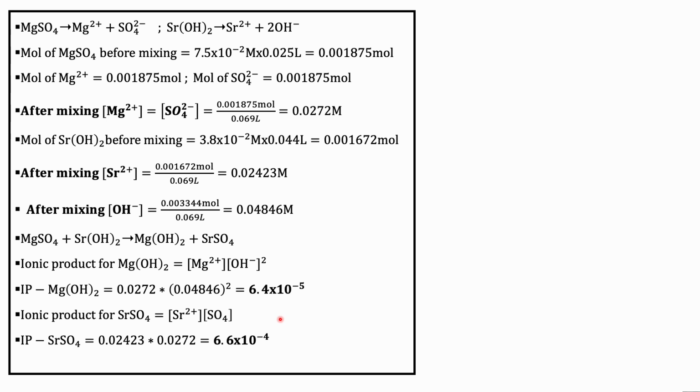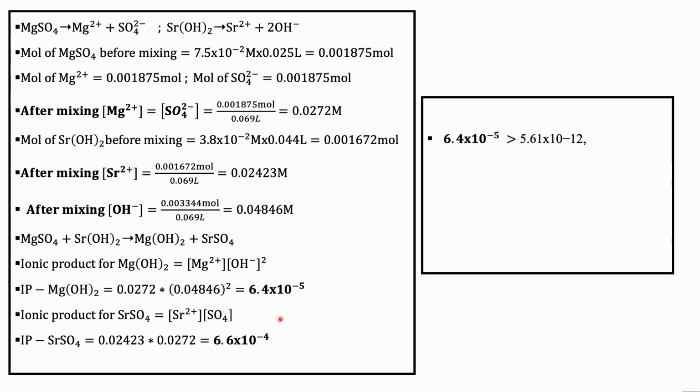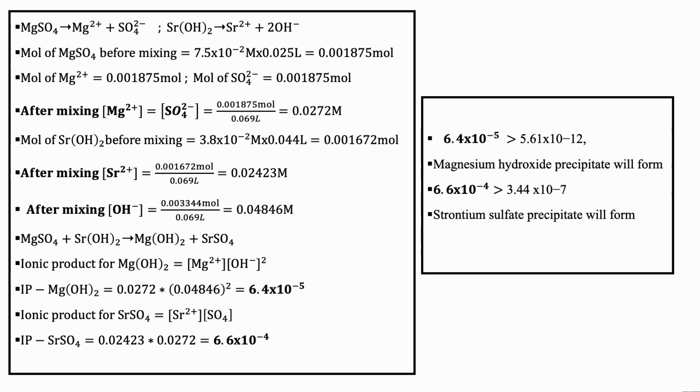Then we compare the ionic product with the Ksp, and we see that magnesium hydroxide will form a precipitate. Again, if you compare also for strontium, we see that strontium sulfate will form a precipitate. That means we have 2 precipitates which are going to be formed. So the 2 precipitates are going to be formed.